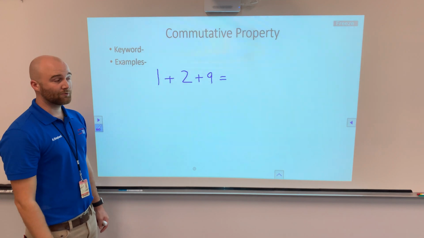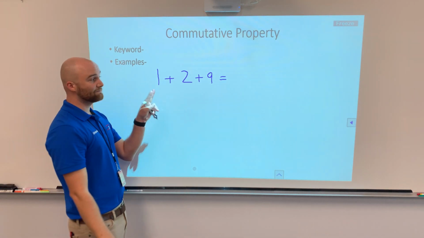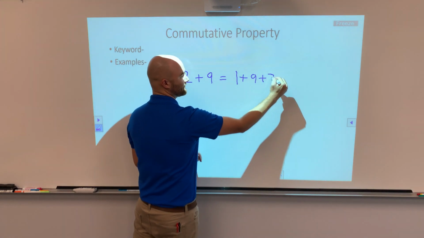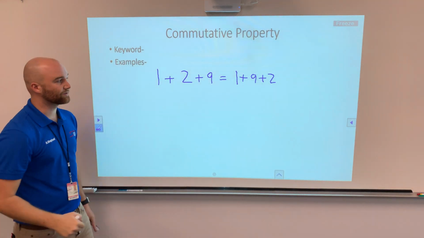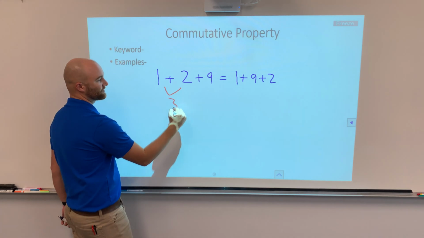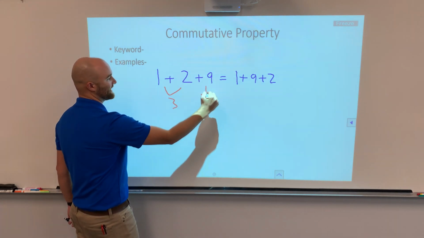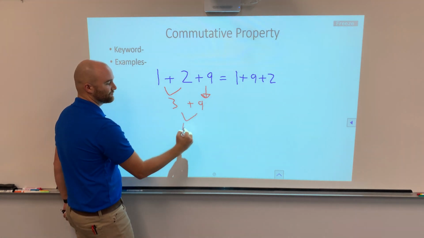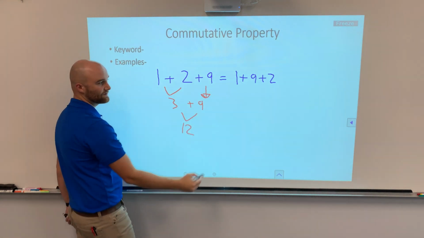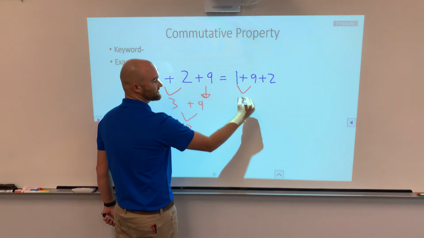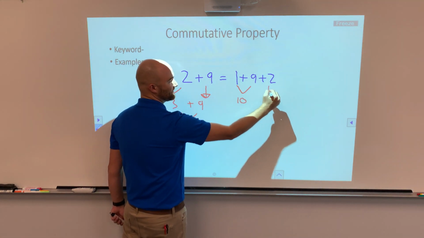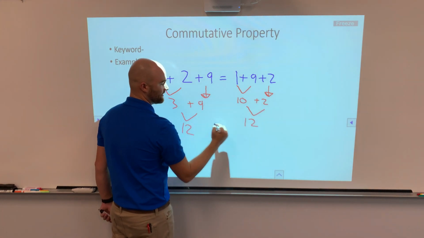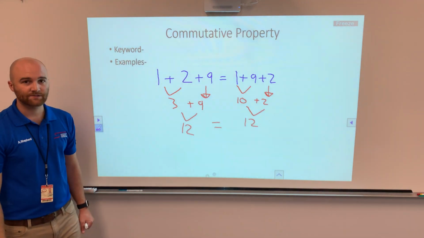If the commutative property works, this should be the same thing as if I move them around and say 1 plus 9 plus 2. Let's test it out. 1 plus 2 gives me 3, and I've got to bring down this 9. 3 plus 9 gives us 12. Okay, let's try the next one. 1 plus 9 gives us 10, and I've got to bring down this 2. 10 plus 2 gives us 12. Looks like I got the same answer.